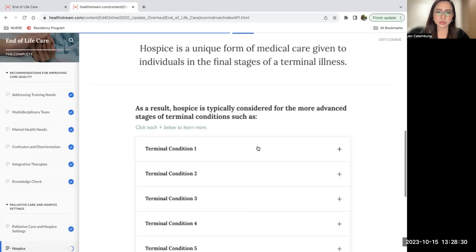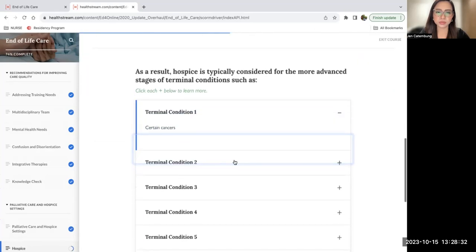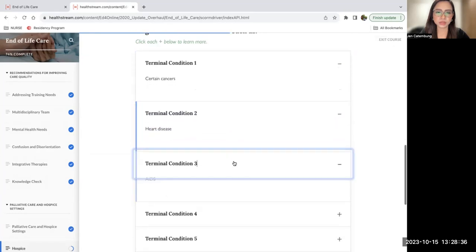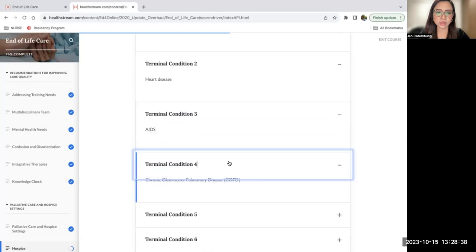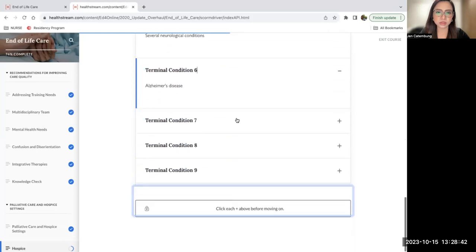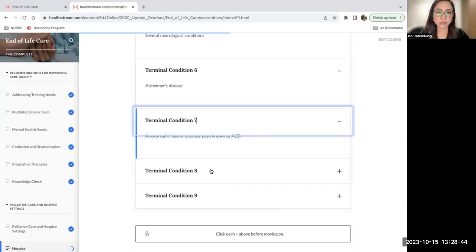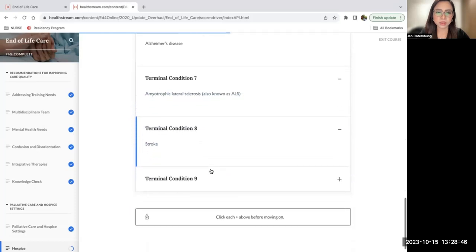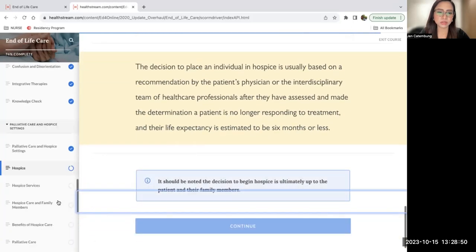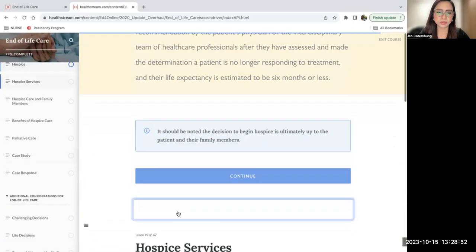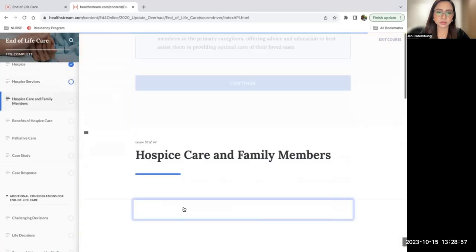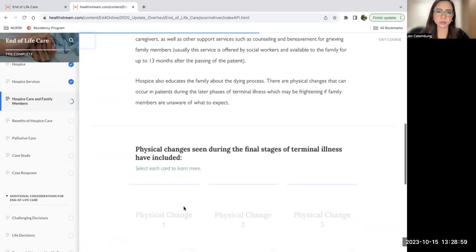Palliative care in a hospice setting. Hospice is not meant to cure certain cancers. So these are the conditions: heart disease, AIDS, COPD, several neurologic conditions, Alzheimer's disease, amyotrophic lateral sclerosis, ALS, stroke, and end stage renal failure. Hospice services, hospice care and family members.